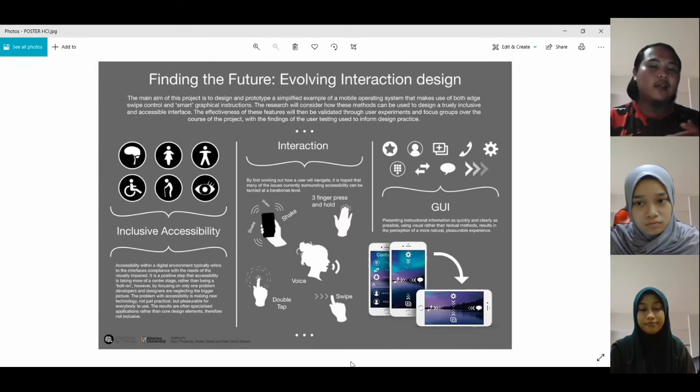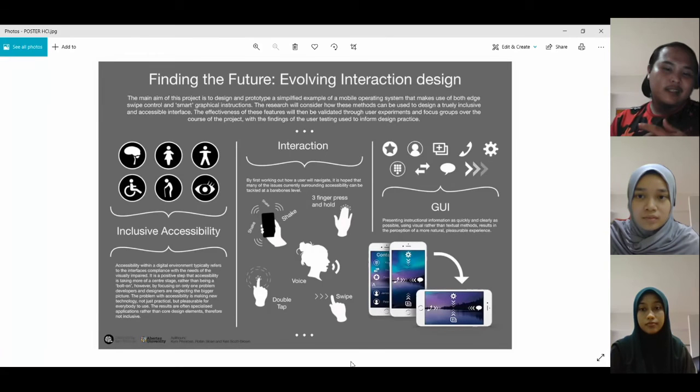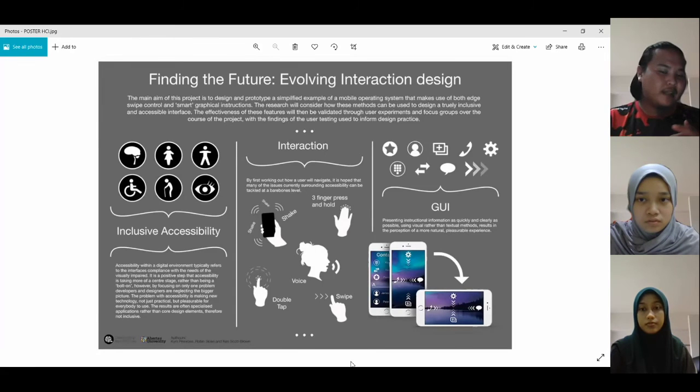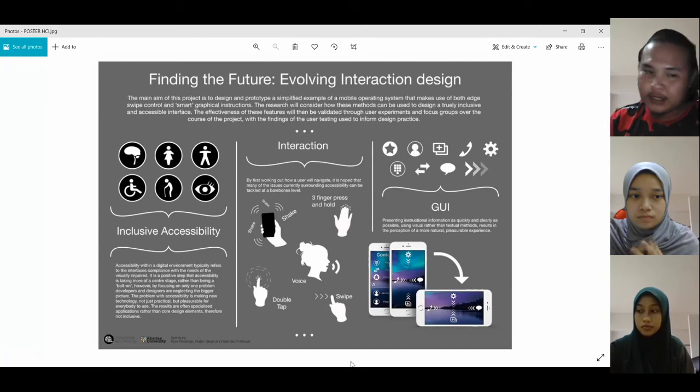Lastly, how it displays the text or the layout. For this infographic, it actually uses classification to display the text. So that's all from me. Thank you.